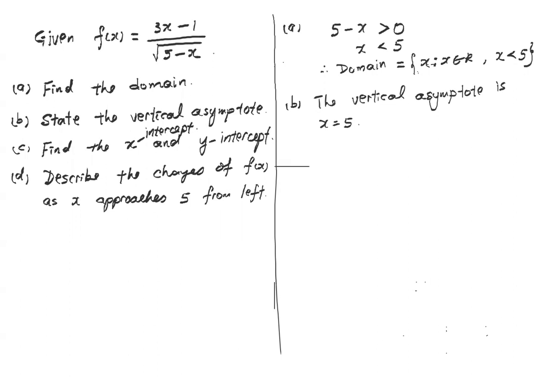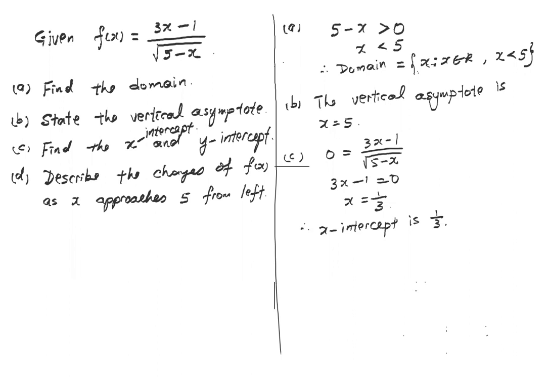Okay, so let's go to part C. Okay, find the x-intercept. So you have your f(x) is 3x minus 1 over square root of 5 minus x, am I right? So when you want to find the x-intercept, you put f(x) equal to 0, you cross multiply, means the top equal to 0. So 3x minus 1 equal to 0. So x equal to 1/3. Okay, so far I play well, huh? So therefore, the x-intercept is 1/3.